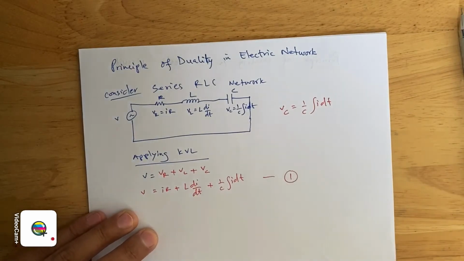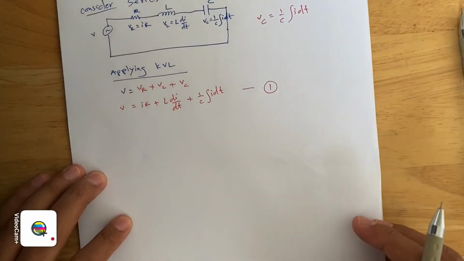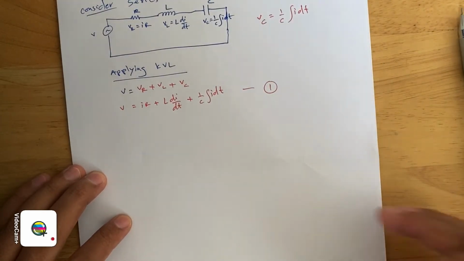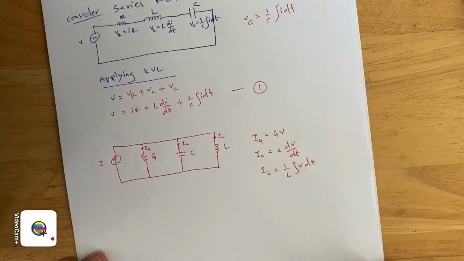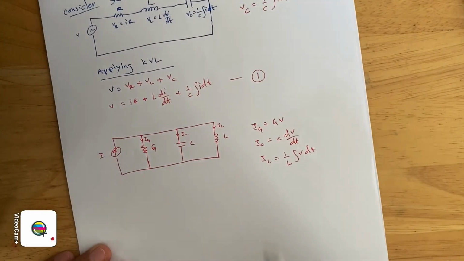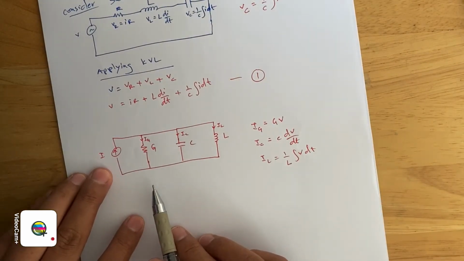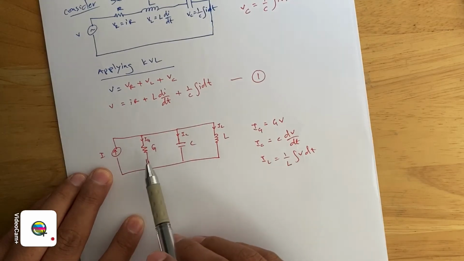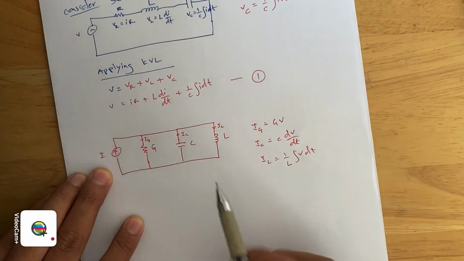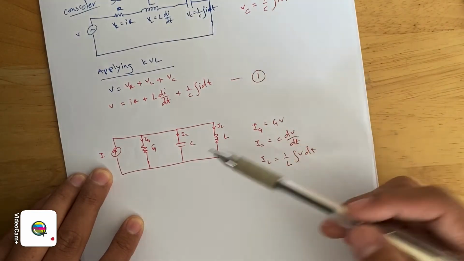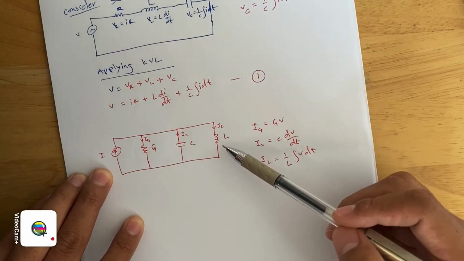And then similarly, consider the parallel R, L and C network. You can draw the network like this. We have a current source connected in parallel with R. The reciprocal of R is the conductance G. In place of the inductor we are writing the capacitor C, and the capacitor we are replacing with the inductor L.